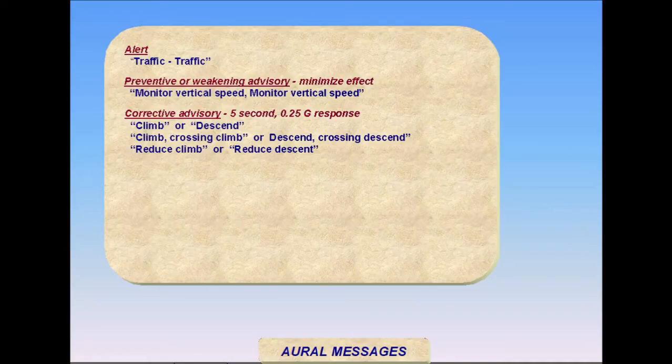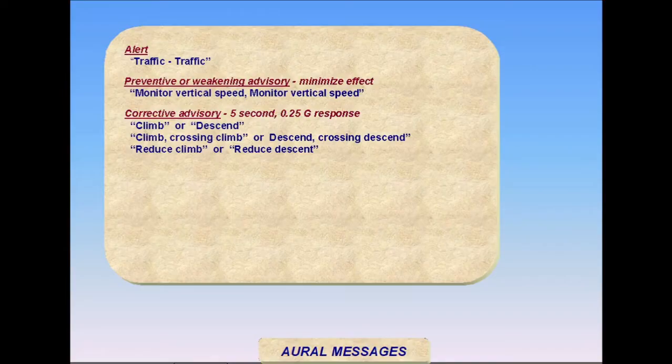Climb, crossing, climb. Or descend, crossing, descend. Set vertical speed to that shown in green on the VSI tape and avoid the red prohibited area. You will cross the threat aircraft's altitude.